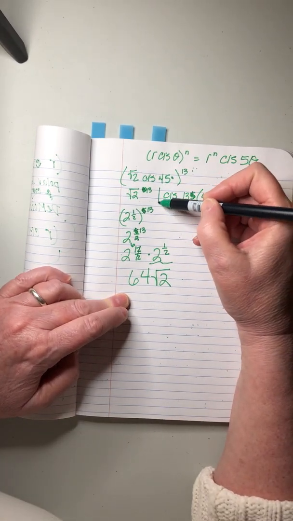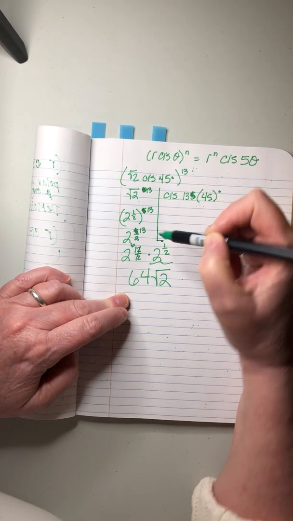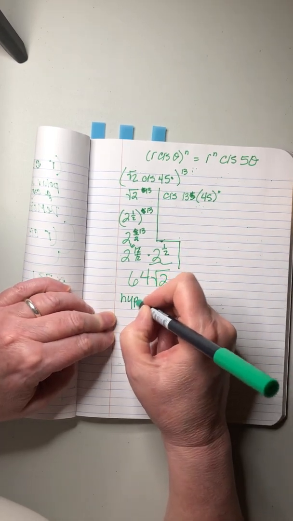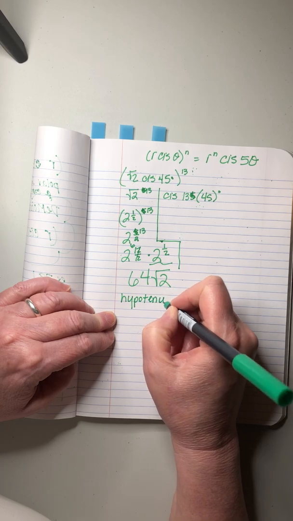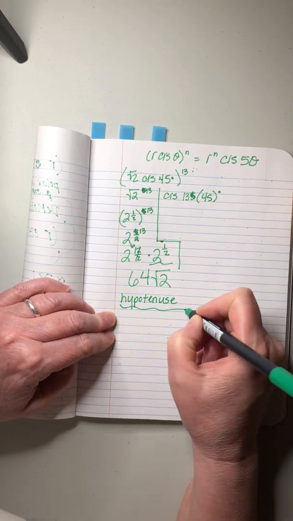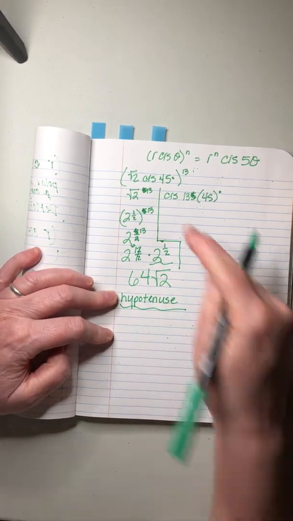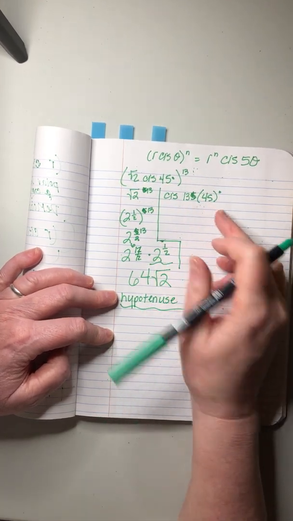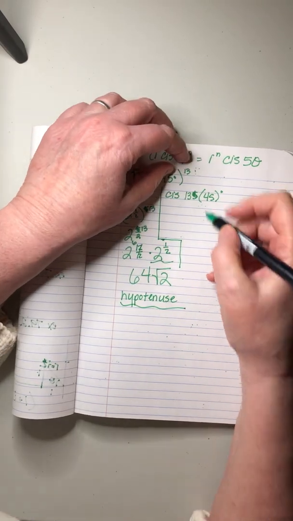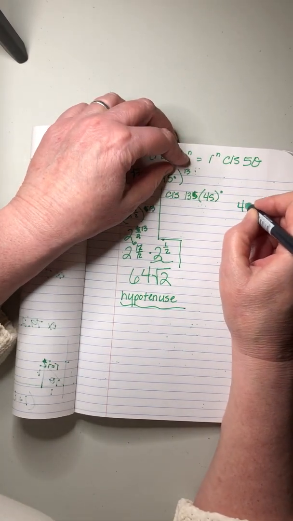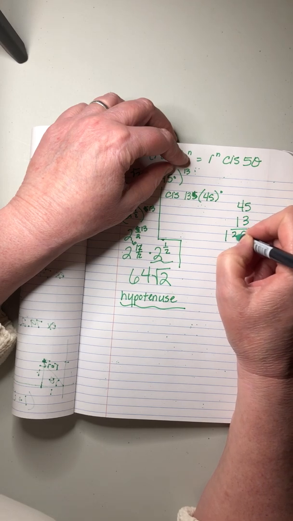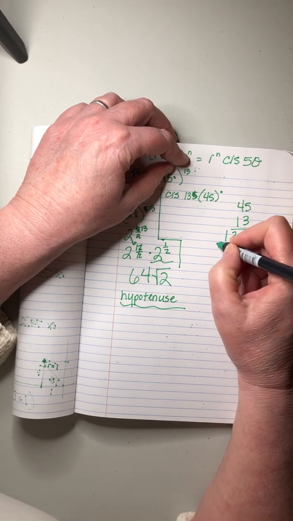Okay, so that was all just to figure out this side was the hypotenuse, right? So this is the new hypotenuse of our polar coordinate of this raised to the 13th power. Now we have to deal with this, okay? So we know for this one, we just take 45 and we multiply it by 13.